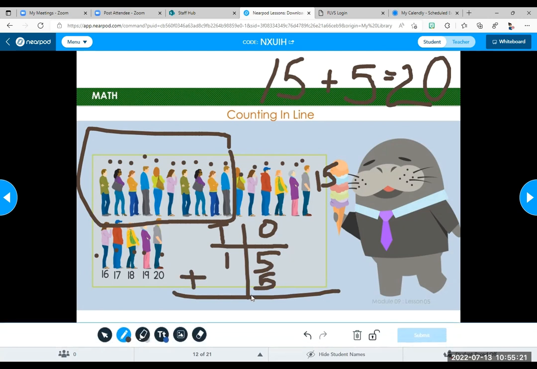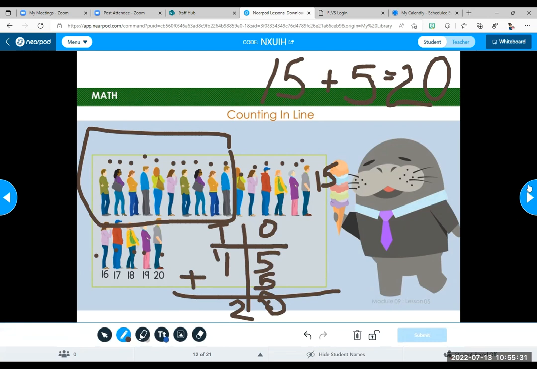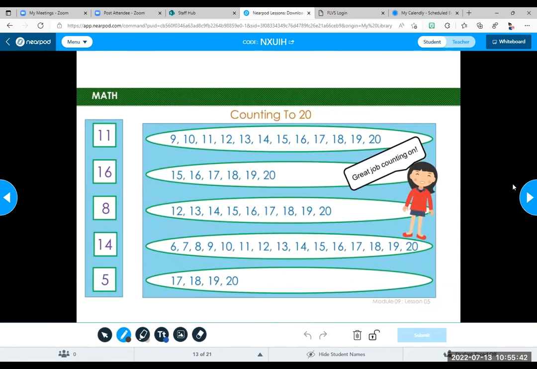This is a first grade thing. Okay, 5 and 5 equals 10. Carry that. 1 + 1 = 2. And our number is 20. So that's coming up, I would say, probably in December in first grade, they usually start teaching that. Okay. So that's a first grade thing.